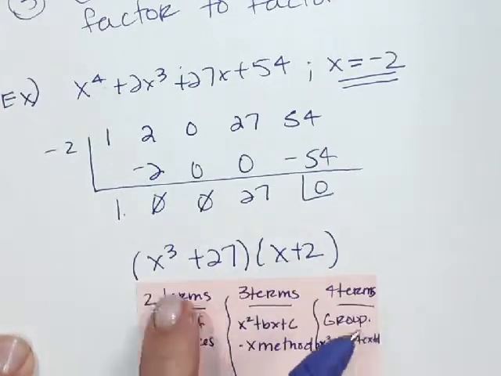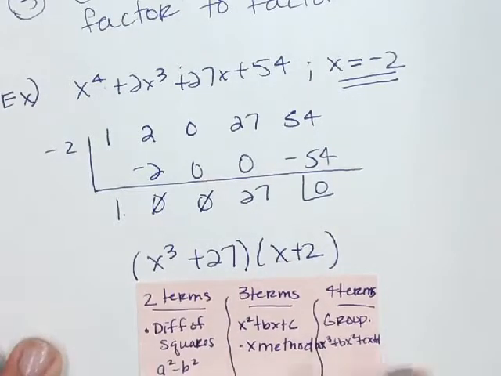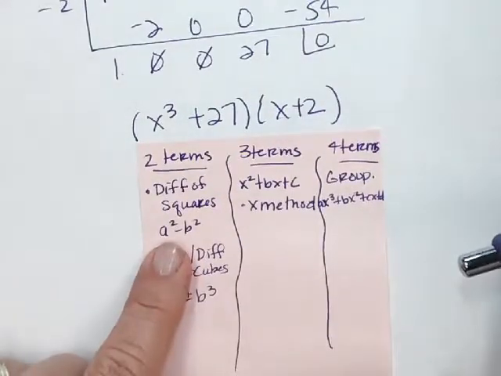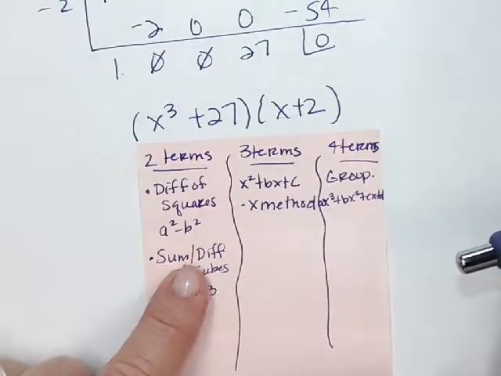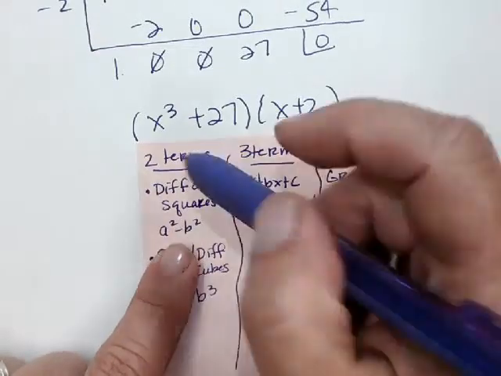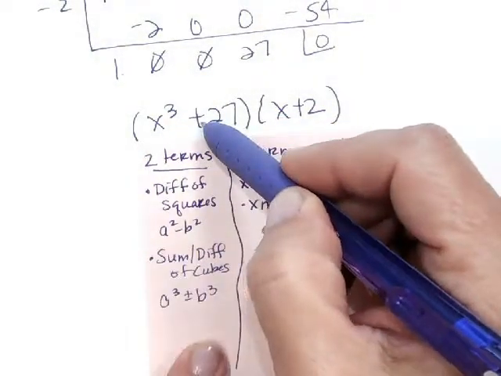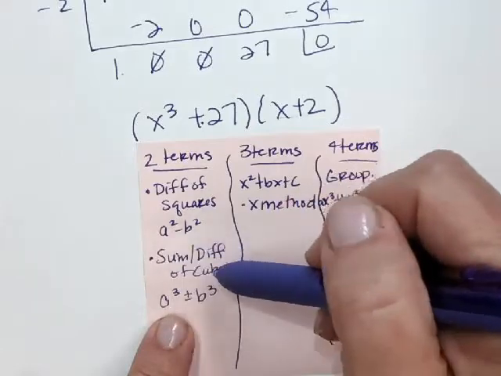It's two terms. It's either a difference of squares, which is a perfect square minus a perfect square, or it's the sum or difference of cubes. Well, we know it's not the difference of squares for two reasons. That's not a square and that's not a minus. So it must be a sum of cubes.